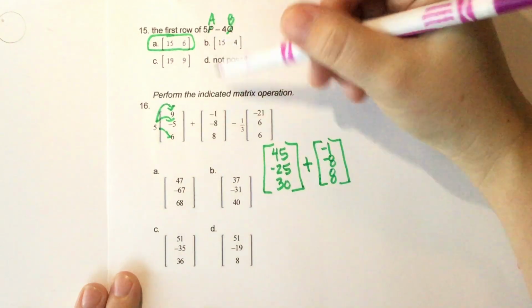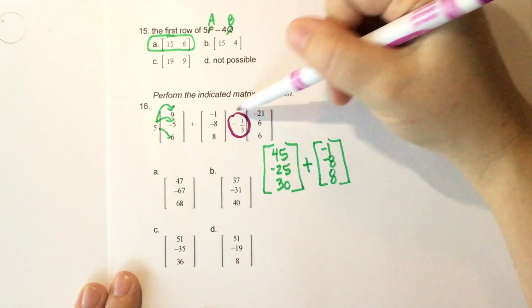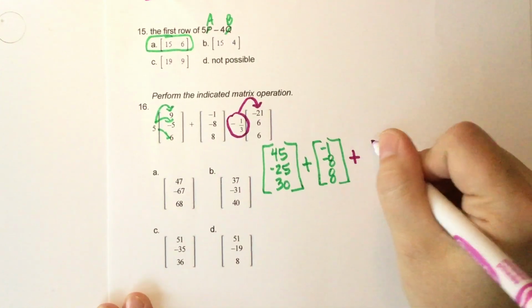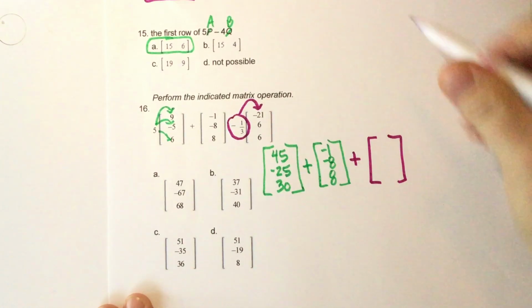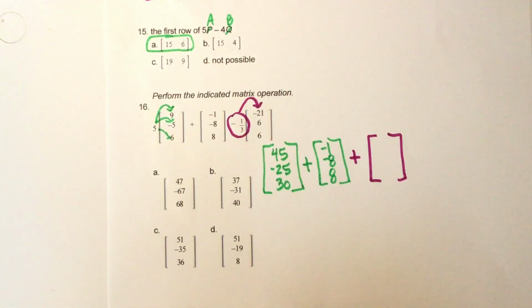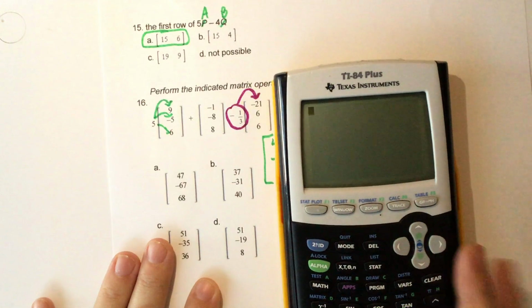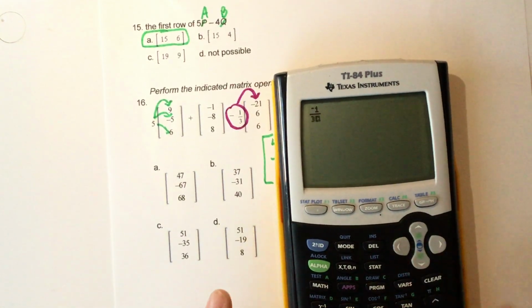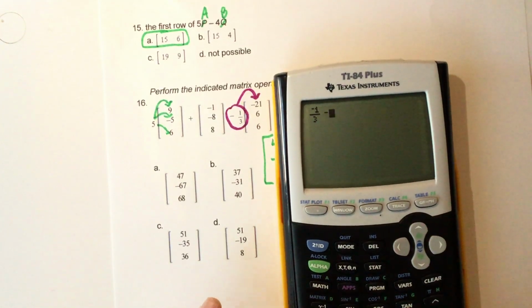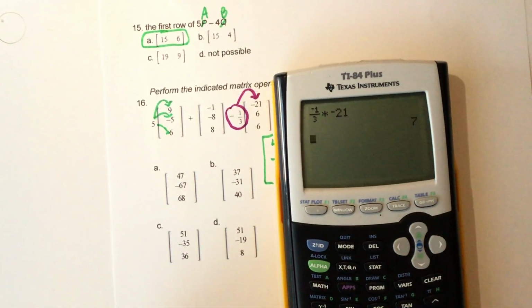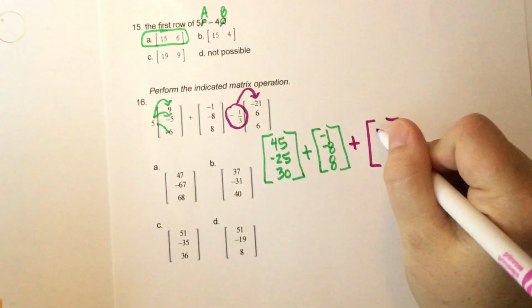And there's a couple ways to think of this. I'm going to think of this as negative 1/3 times that. And so this will now be a plus sign right here. So I want to take negative 1/3 times negative 21. So some of you may struggle with that. So I'm going to take negative 1/3 times negative 21, and that makes 7. So I've got a 7 in here.